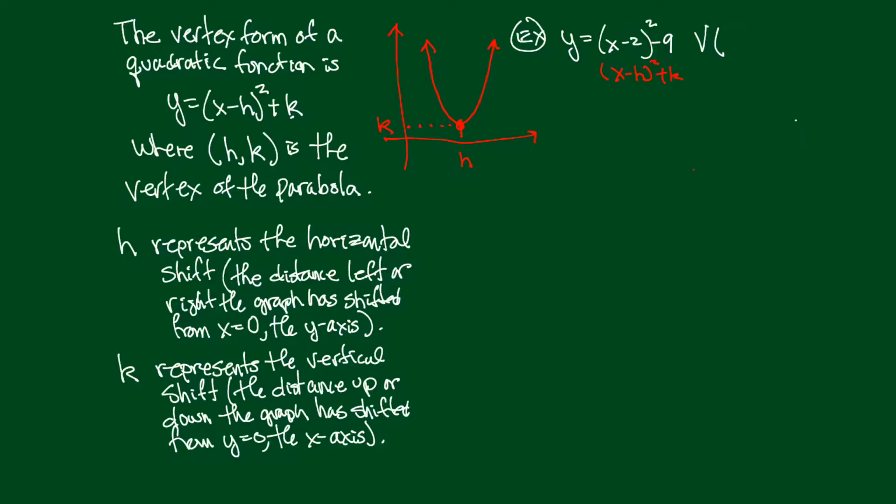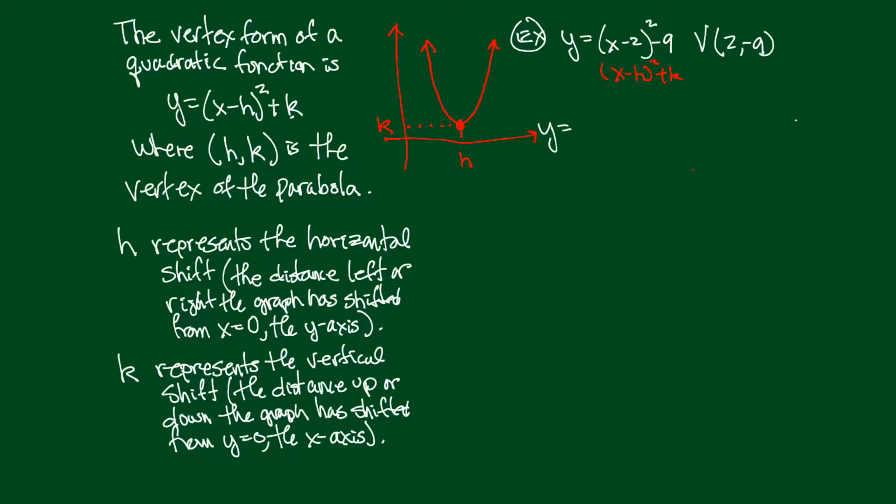So in this case, what is h? Right, h in this case is right there. You got x minus 2. So x minus h, so h is 2. And what is k? Well, k is negative 9, meaning we're moving 9 units down. So the vertex is at 2 and negative 9.